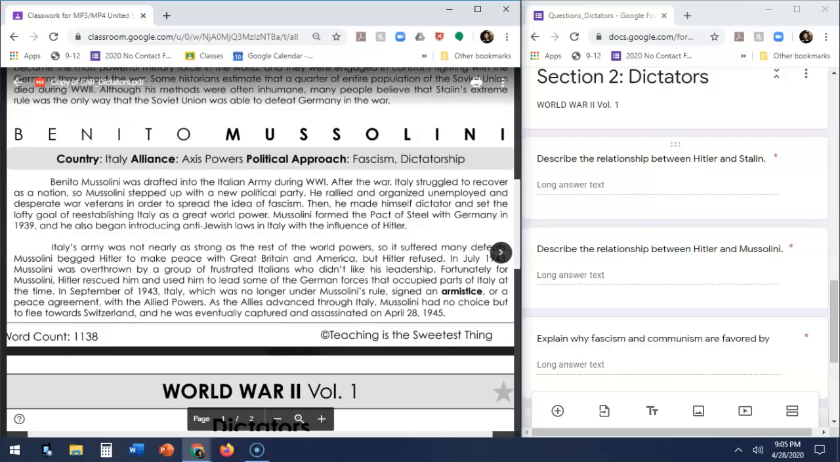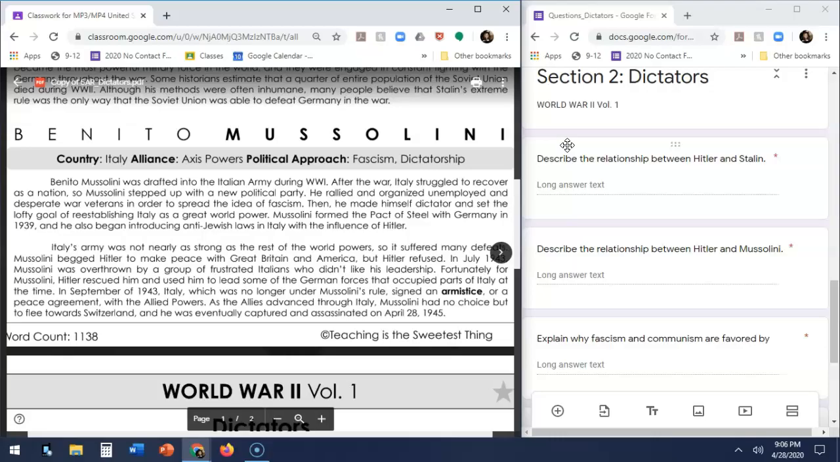Mussolini formed the Pact of Steel with Germany in 1939, and he also began introducing anti-Jewish laws in Italy with the influence of Hitler. Italy's army was not nearly as strong as the rest of the world powers, so it suffered many defeats. Mussolini begged Hitler to make peace with Great Britain and America, but Hitler refused. In July 1943, Mussolini was overthrown by a group of frustrated Italians who didn't like his leadership.